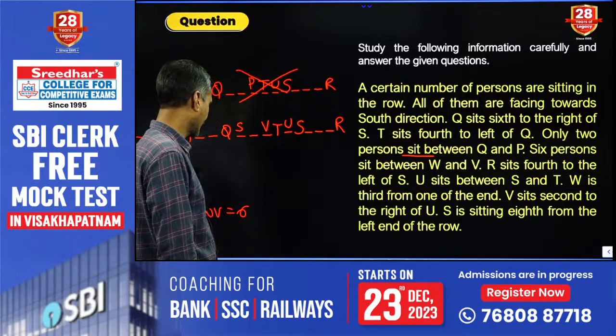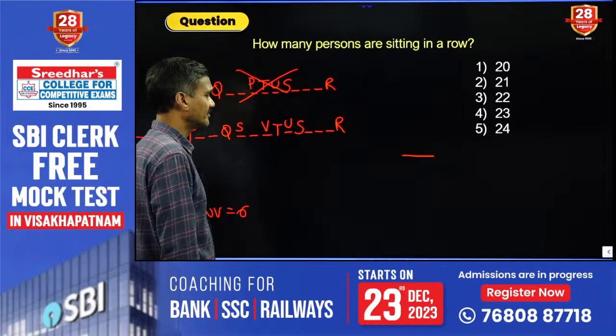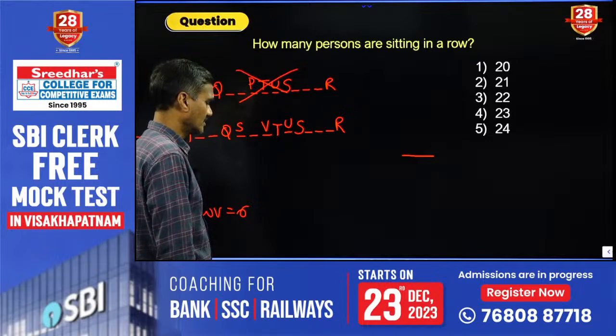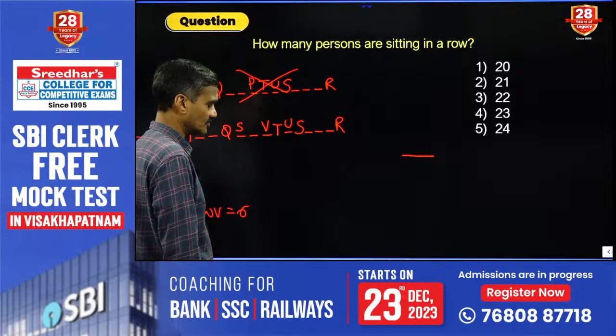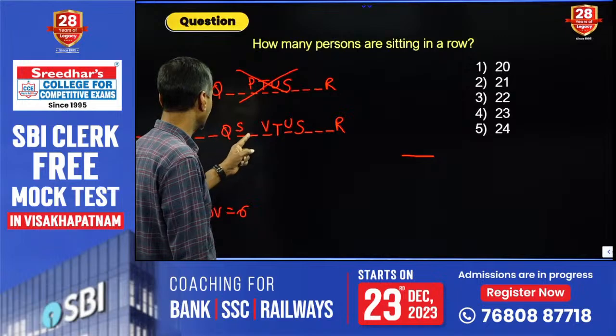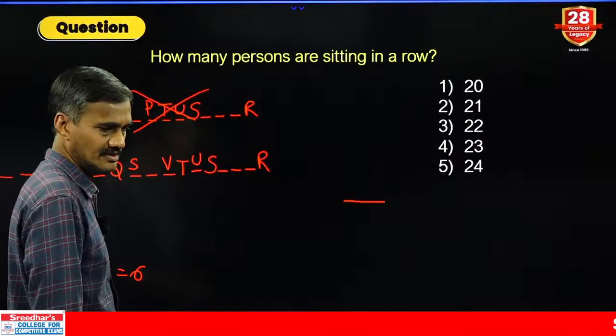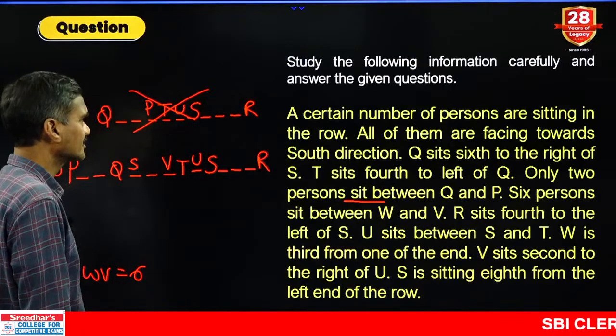Question number 11. Tell me how many persons are sitting in the row. Tell me the total number of persons in this row. Question number 11, anyone please? 3, 4, 5, 6, 7, 8, 9, 10, 11, 12, 13, 14, 15, 16, 17. Clear? Are you getting 17 or anything else?